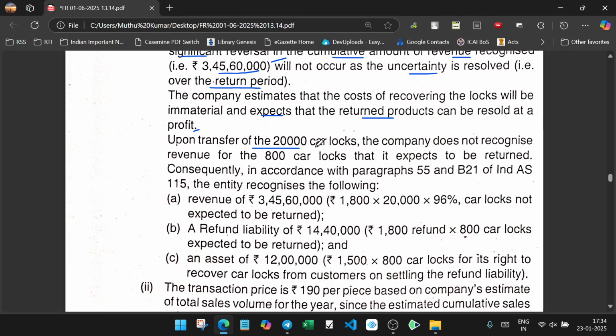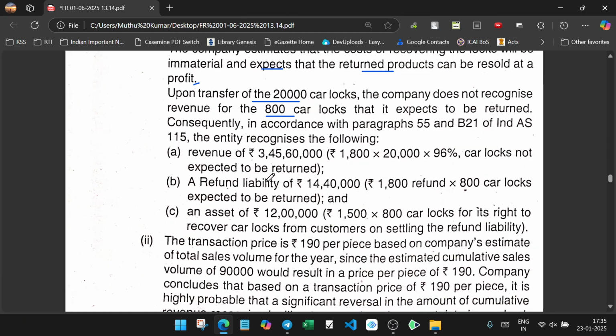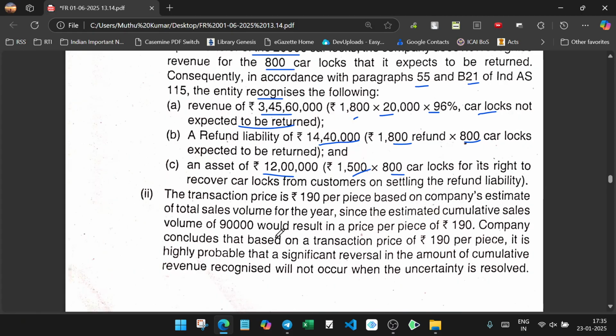Upon transfer of 20,000 car locks, the company does not recognize revenue for 800 car locks, the 4% expected to be returned. Consequently, according to paragraphs 55 and B21 of Ind AS 115, the entity recognizes the following. Revenue: 3,45,60,000, that is 1,800 into 20,000 into 96%, as 96 percent of the car locks are not expected to be returned. Refund liability: 14,40,000, that is 1,800 into 800, 4 percent. And an asset of 12 lakh, 1,500 into 800 cars, inventory to be added.